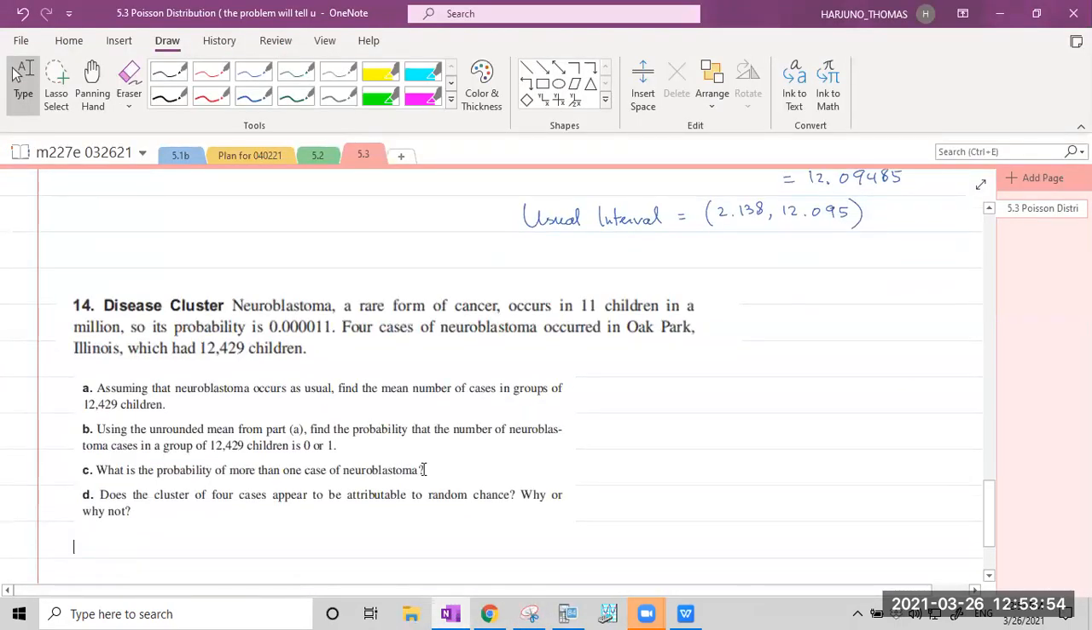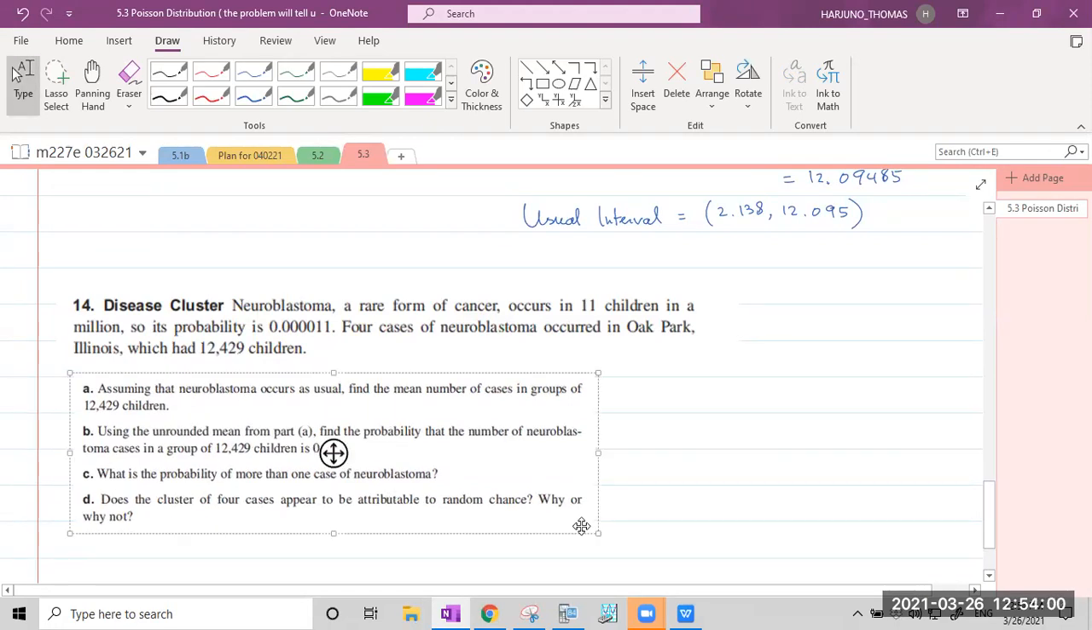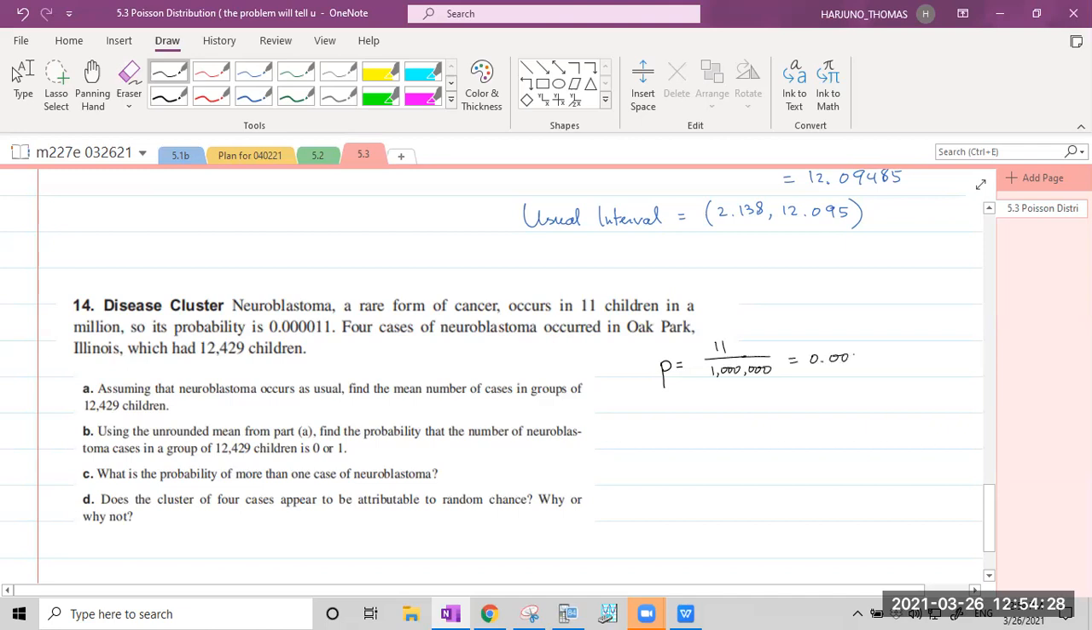So part A, assuming that neuroblastoma occurs as usual, according to that probability, find the mean number of cases in groups of 12,429. How many cases do we expect? Well, p is actually 11 in 1 million, that's 0.000011. So either you have it or you don't have it, right?